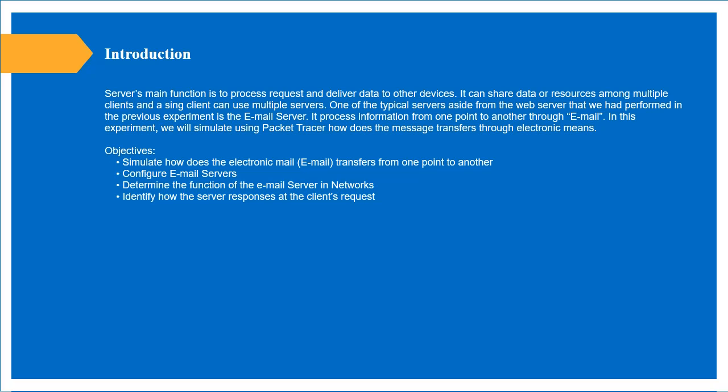In this experiment, we will simulate using Packet Tracer how a message is transferred through electronic means. So the objectives of this laboratory experiment are to simulate how email, or electronic mail, transfers from one point to another, configure email servers, determine the function of email servers in networks, and identify how the server responds to the client's request.